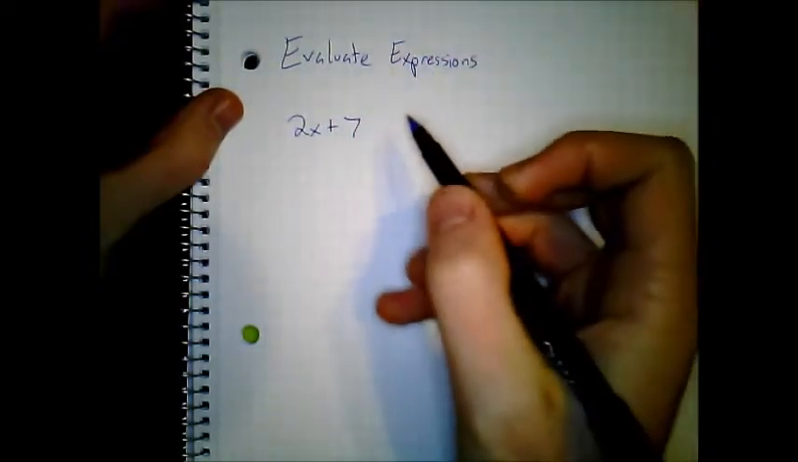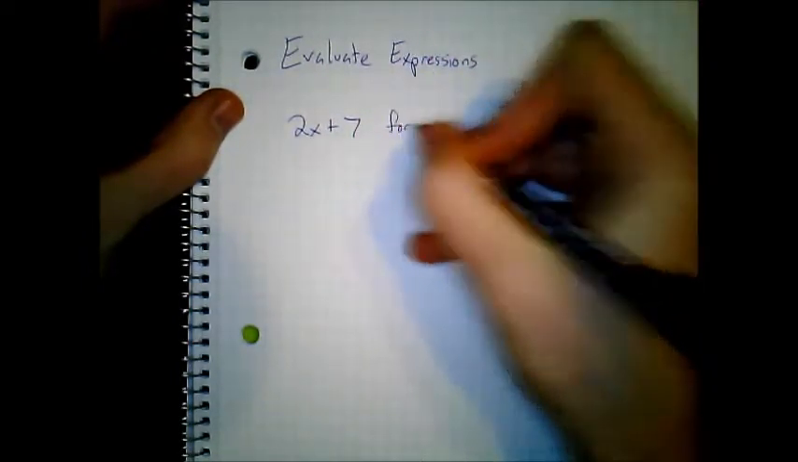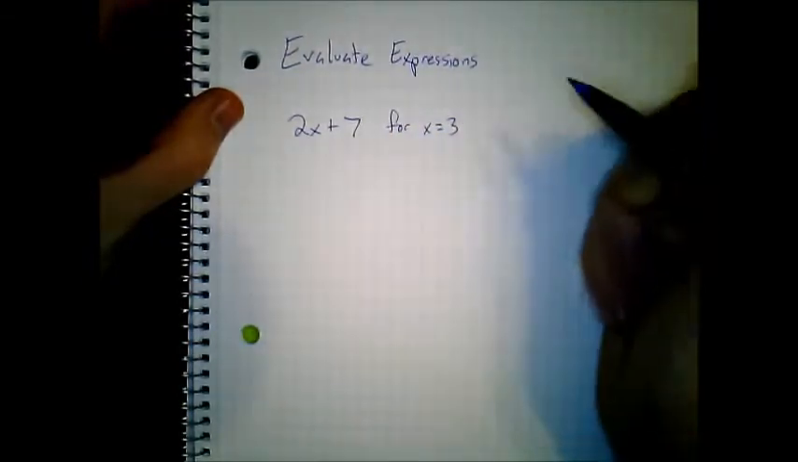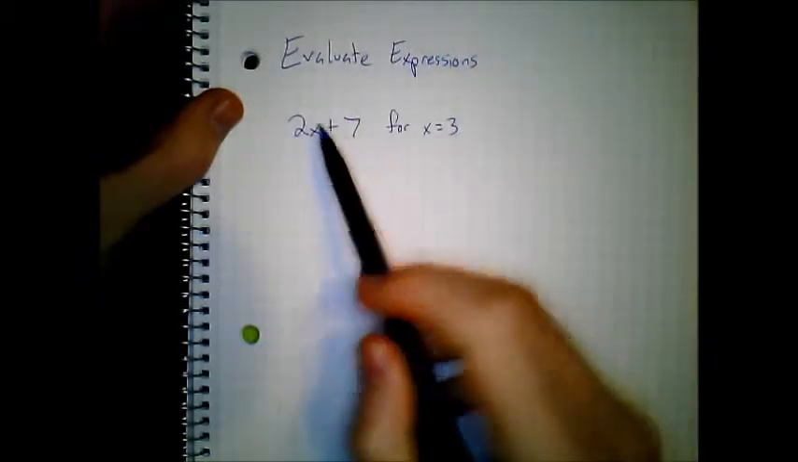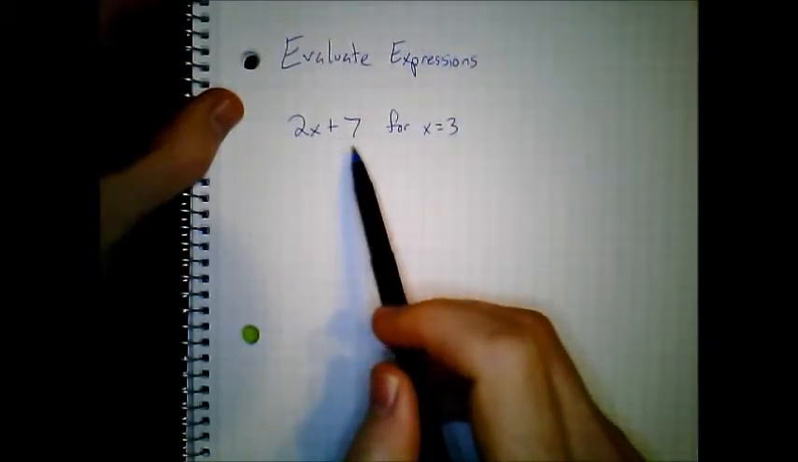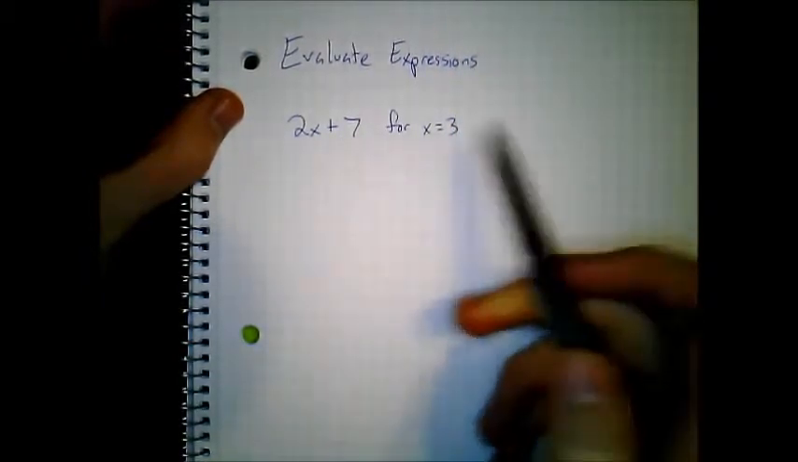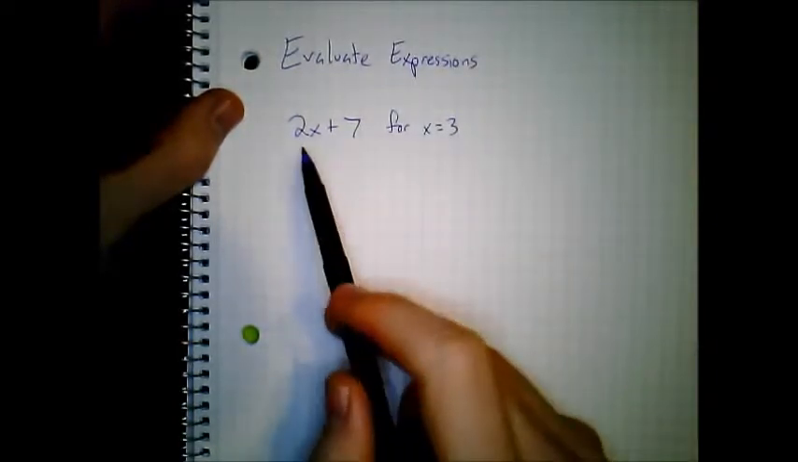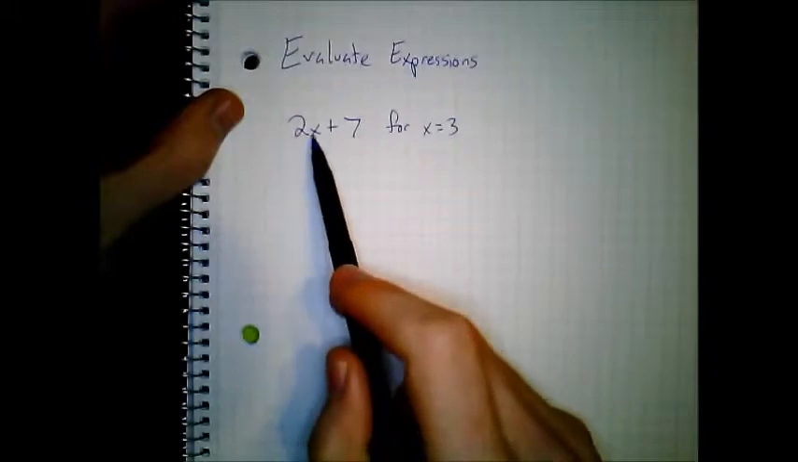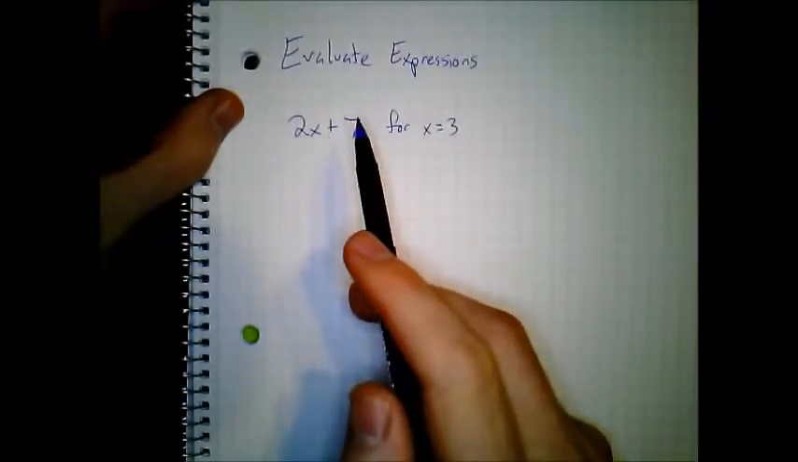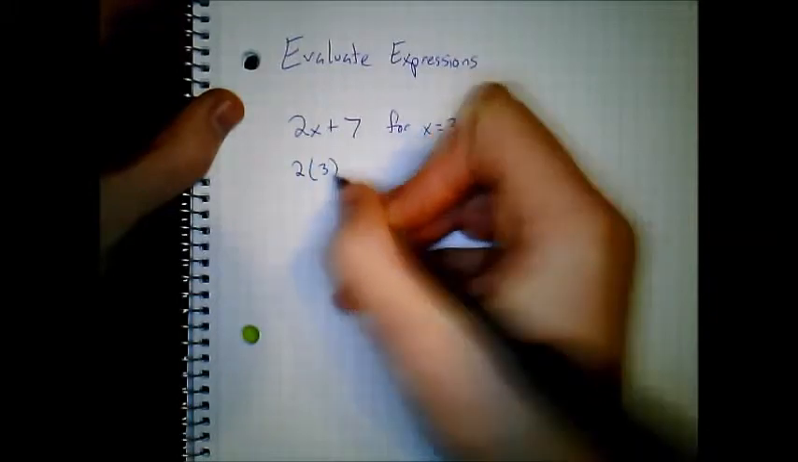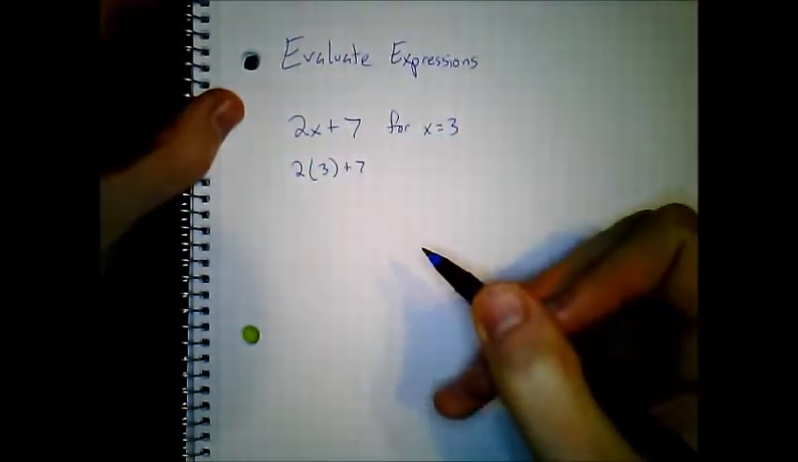it gives us an expression, 2x plus 7, and it tells us for what value of the variable or variables to evaluate that expression. So we're going to see evaluate 2x plus 7 for x equals 3. This just means we're going to substitute 3 into this expression, into this rule. And this rule says we're going to multiply 2 times x and then add 7. So we're going to substitute 3 in for x. We're going to do 2 times 3 and then add 7.